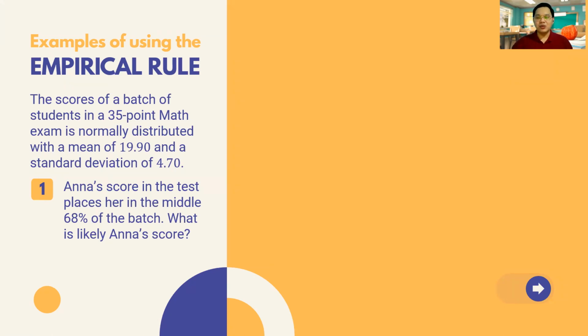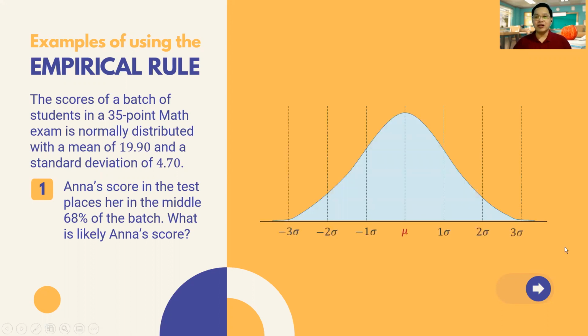Now, since we know that the distribution is normal, that means that the empirical rule should apply to this distribution, which means that if Anna's score puts her in the middle 68% of the batch, her score should be found between -1 and +1 standard deviation. But before we take a look at what exactly those scores are, we will make use of the mean and the standard deviation to identify certain values along the x-axis.